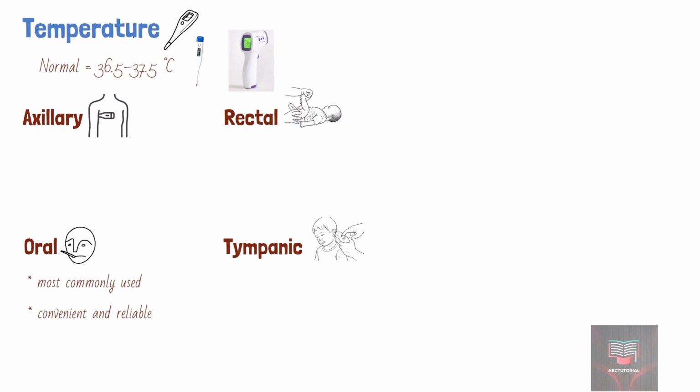To measure the tympanic temperature, the thermometer is inserted into the ear canal. This site is convenient but less accurate and thus not recommended. In measuring the axillary temperature, the thermometer is placed in the axilla while adducting the arm of the patient. This site is convenient but generally considered less accurate.